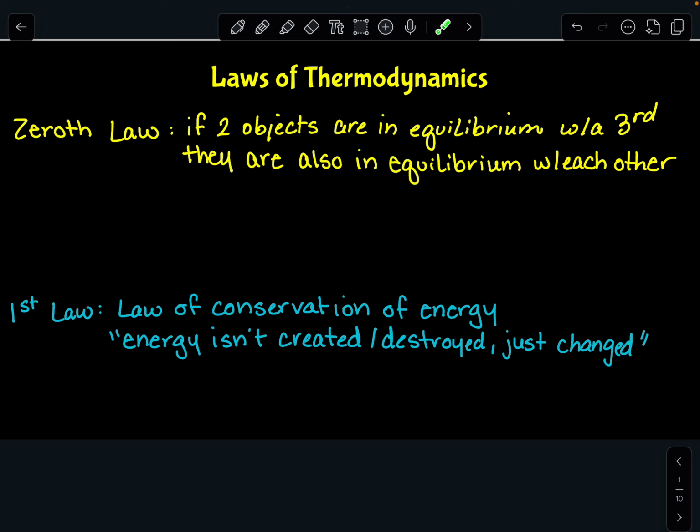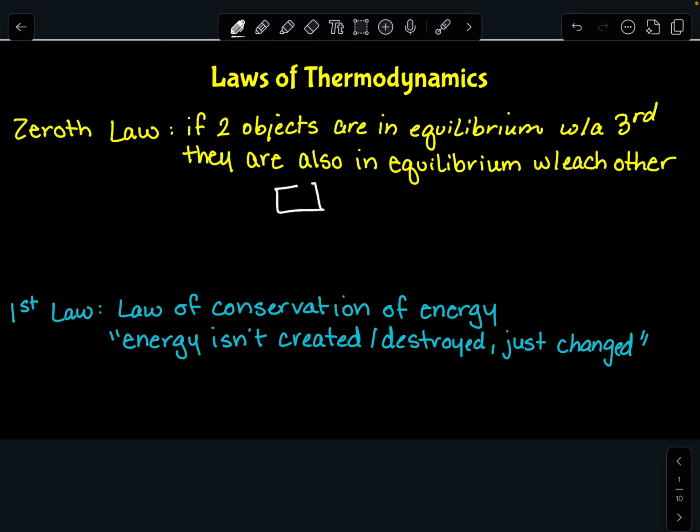Today, we're going to be talking about the laws of thermodynamics. And there are four laws of thermodynamics, and they explain how energy moves in the world. Right, so starting from the top, we have what's called the zeroth law. The zeroth law states that if two objects are in equilibrium with a third, then they are also in equilibrium with each other. And the best way to picture this is to think of Tupperware.